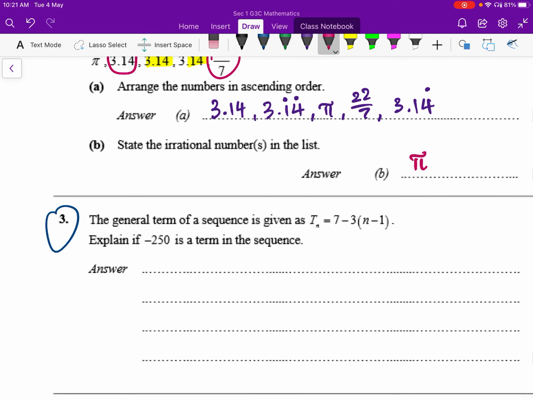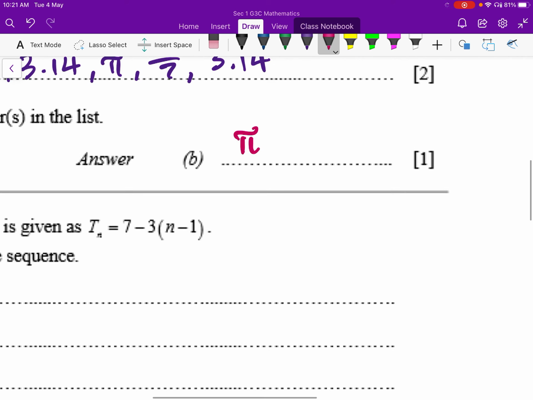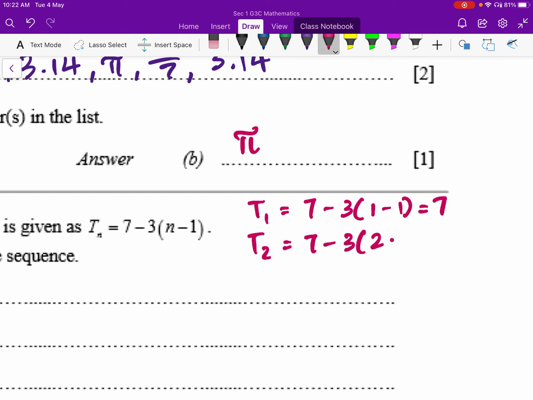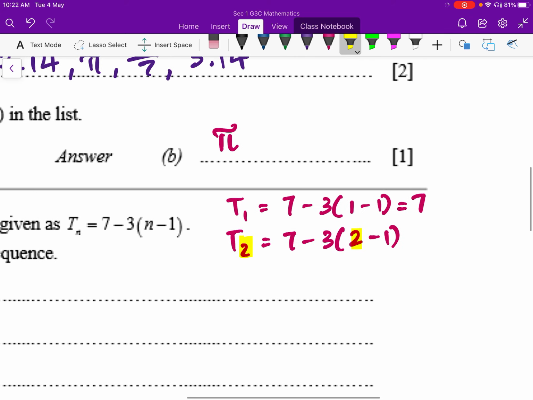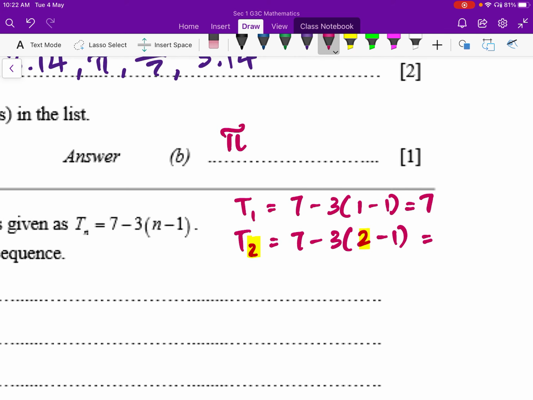Okay, next one. Explain if negative 250 is a term in the sequence. What is the sequence? The sequence looks like this. Look, Tn refers to term number n. So what does the sequence look like? If I say term number 1, I mean 7 minus 3 times of 1 minus 1 to give me 7. Term number 2 gives me 7 minus 3 times of 2 minus 1. Why 2? Because I put term 2 over here. Okay, and this gives me 7 minus 3, which is 4.